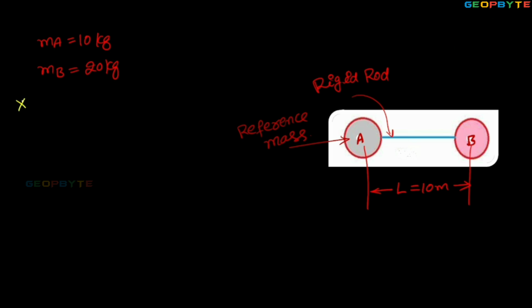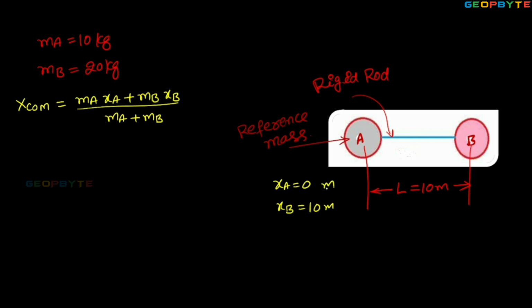For that, let me write the general formula for the center of mass: equal to MA XA plus MB XB divided by MA plus MB. Now let us decide XA. Here XA equal to 0 because mass A is the reference mass. XB equal to the length of the rod, that is 10 meters. Now let us substitute. MA equal to 10 kg, XA equal to 0, plus MB 20 kg, XB is 10, divided by 10 plus 20.